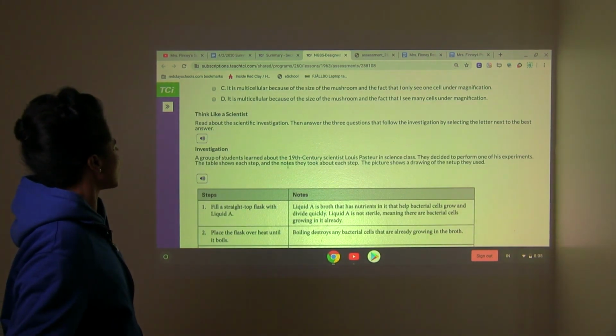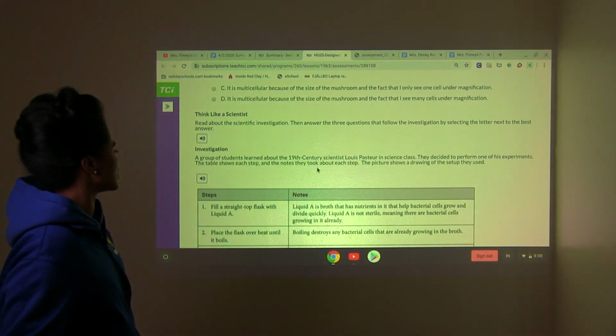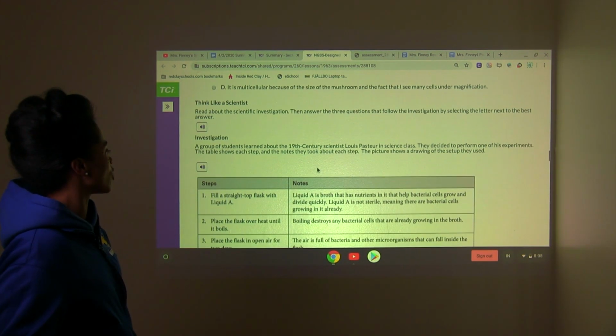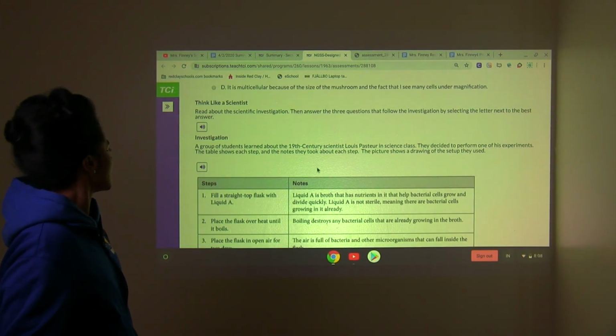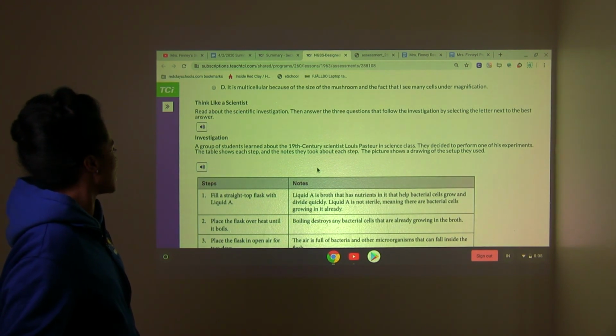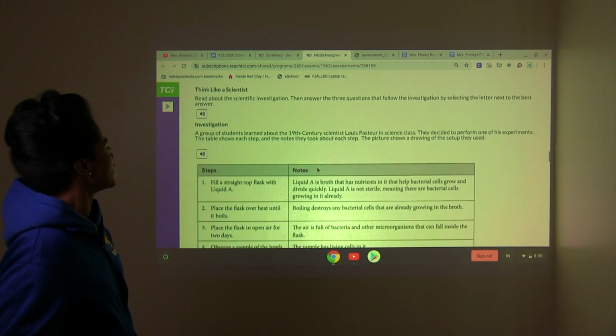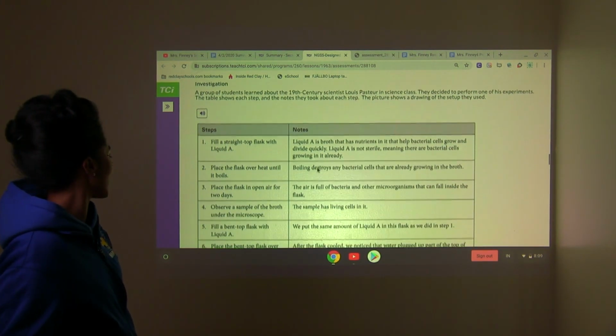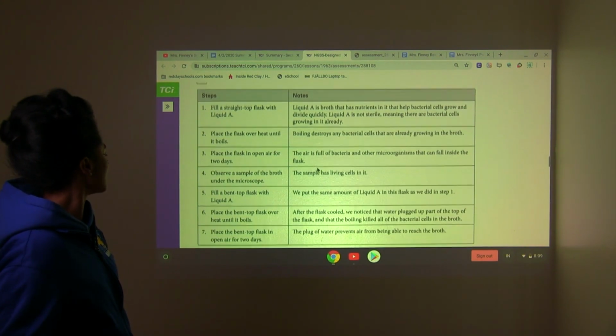A group of students learned about the 19th century scientist Louis Pasteur in science class. They decided to perform one of his experiments. The table shows each step and the notes they took about each step. The picture shows a drawing of the setup they used. All right, so here are the steps.